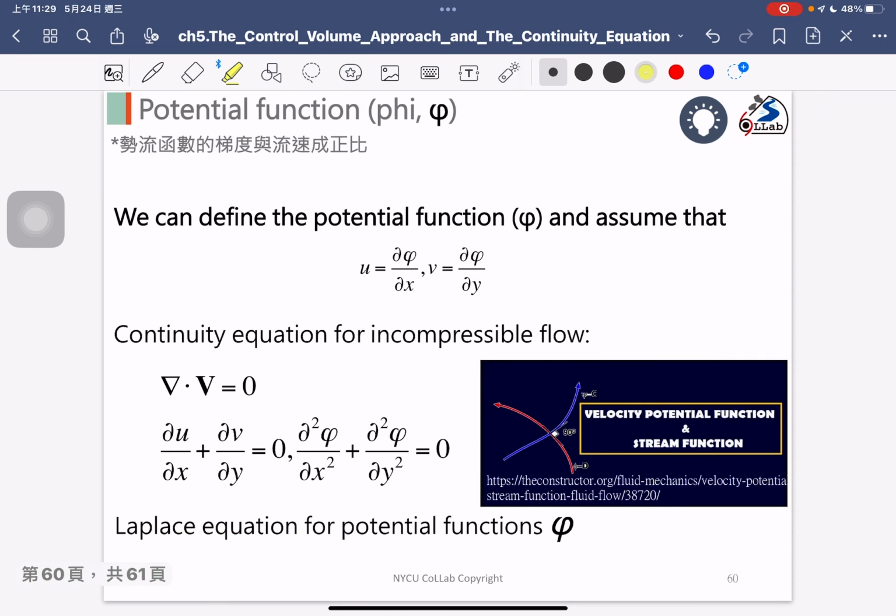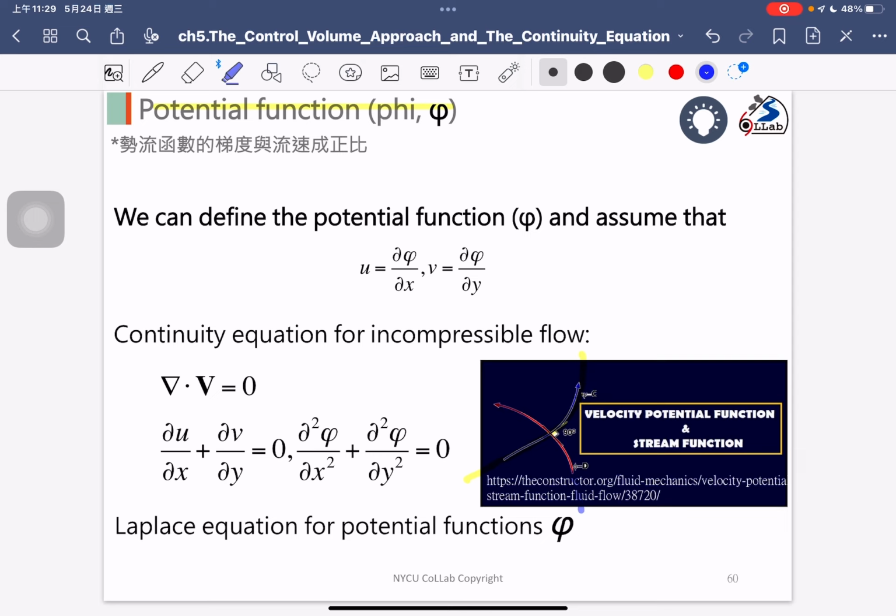And the second thing I didn't teach before is the potential function. Sometimes we call that the velocity potential function. So I use phi here. It's a potential function. The potential function is very easy to understand, because if we define a stream function like this, the potential function is just perpendicular to the stream function.